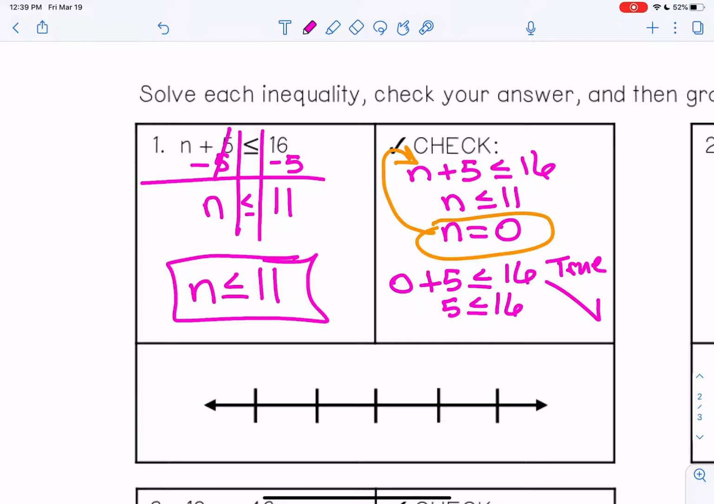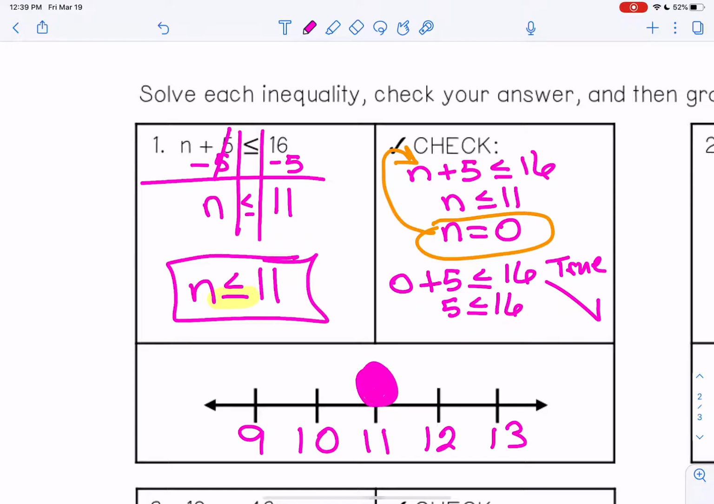Now, graphing. Don't make the graphing harder than it needs to be. Whatever your answer is, go ahead and put it in the middle. Add a couple of numbers that are bigger, add a couple of numbers that are smaller, and then call the number line done. Next, you're going to put your bubble on your answer, and look, is it filled in or is it empty? In this case, because it has the equal sign attached, that means it's filled in. So I'm going to go ahead and fill it in.